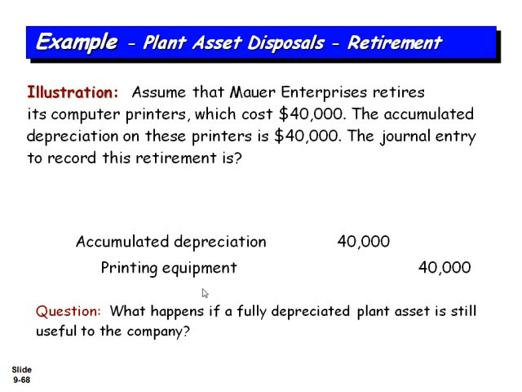But what happens if a fully depreciated asset is still being used by the company? Well, you don't retire it. You leave it on the books. You'd have $40,000 in accumulated depreciation and $40,000 in equipment.